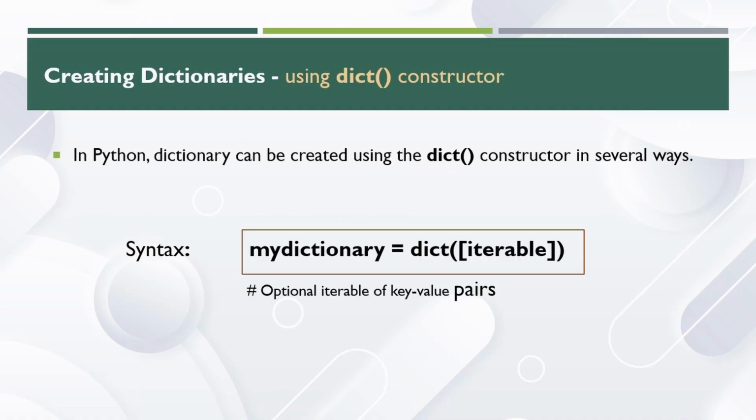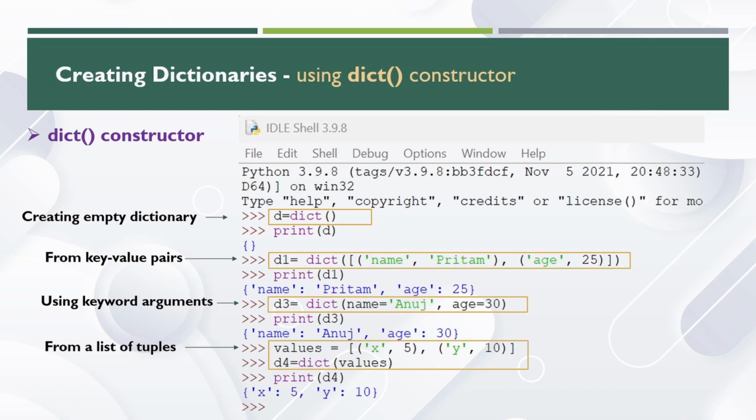Dictionaries can also be created using the dict constructor. This method is versatile. We can create an empty dictionary, use a list of tuples, keyword arguments, or other iterables. Here in this slide, some practical ways of using the dict constructor are provided. For example, first, creating an empty dictionary, then using a list of tuples, or passing keyword arguments directly to the constructor.